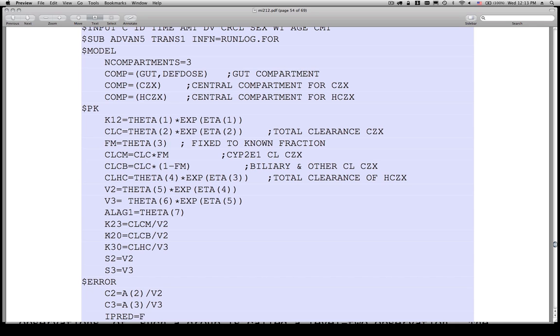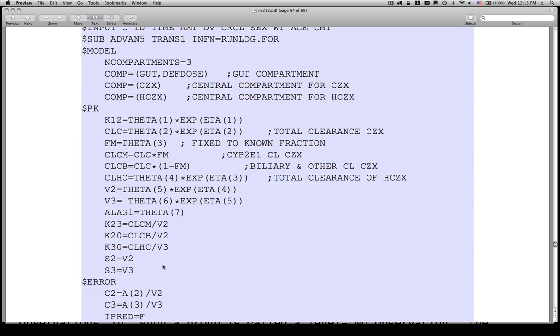And then we're specifying the rate constants in terms of the estimated clearances. So K23 is the estimated clearance via the metabolic route of chlorzoxazone divided by V2. K20 is the other exit, or the clearance biliary divided by V2. And K30 is the clearance of the hydroxy metabolite divided by the metabolite compartment volume. And of course the scales are necessary here, S2 and S3, because we're observing in compartment 2 and 3 two different analytes.